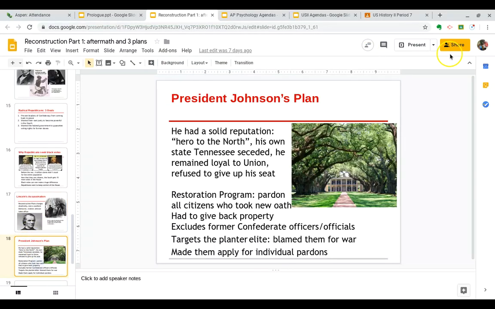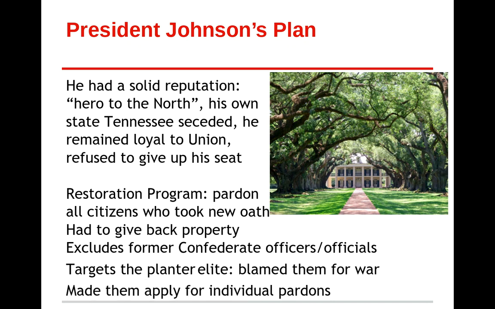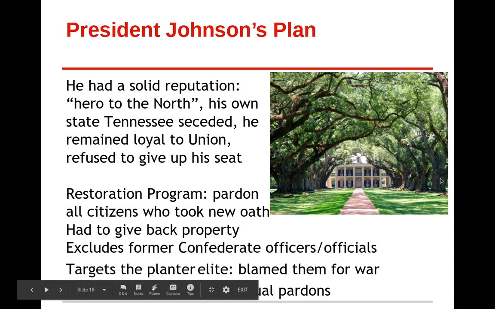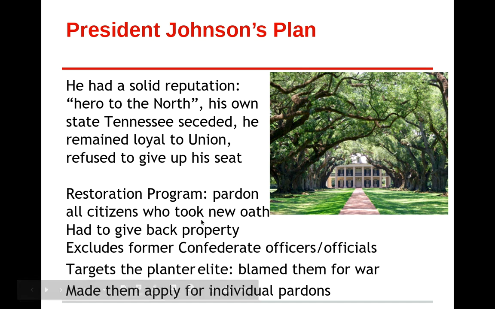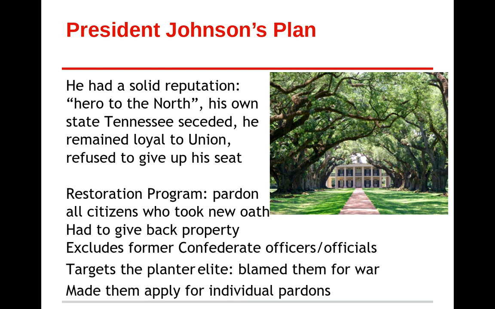All right, guys. So for 18, I want you to note that President Johnson had a huge difference between Lincoln and even the Republicans' plan. So the third plan I want you guys to know is called the Restoration Program, noted here. And he is trying to pardon citizens who took an oath. People had to give back property, right? So the plantation owners had to give back. Look at this lovely plantation. He was targeting the planter elite. He blamed them for the war, and he made them apply for individual pardons. So citizens, right, could get forgiven, but if you were a plantation owner, you had to do an individual meeting.